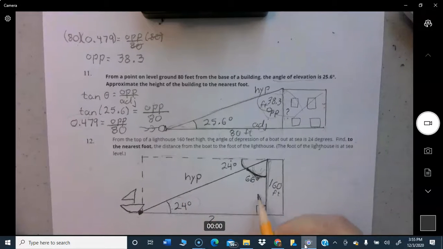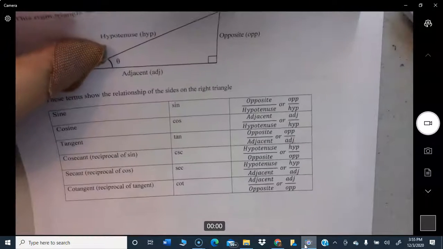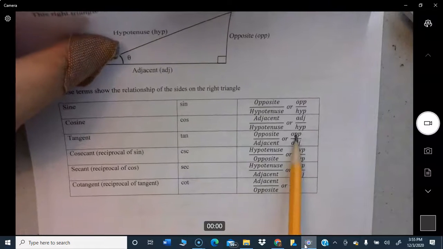Opposite this 24 angle is opposite. And right next to it here is adjacent. So what we're trying to find out is the adjacent, this, and we're given the opposite, this. So again, we need to have the relationship between opposite and adjacent, and we just did that on the last one. That's going to be this one right here. That's going to be tangent again.